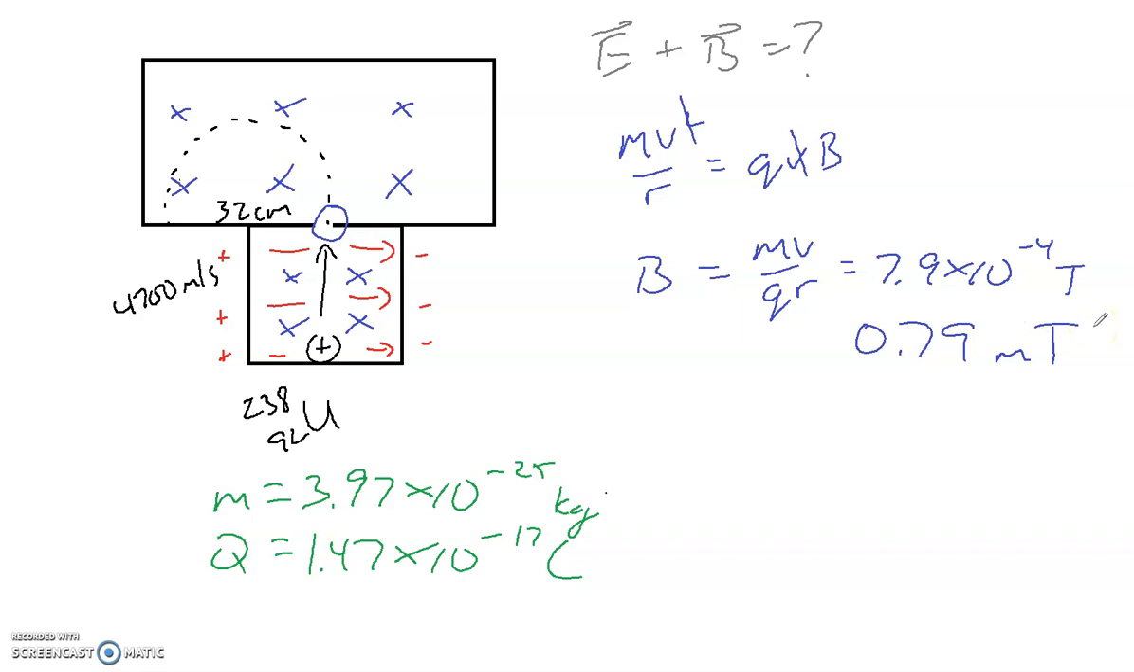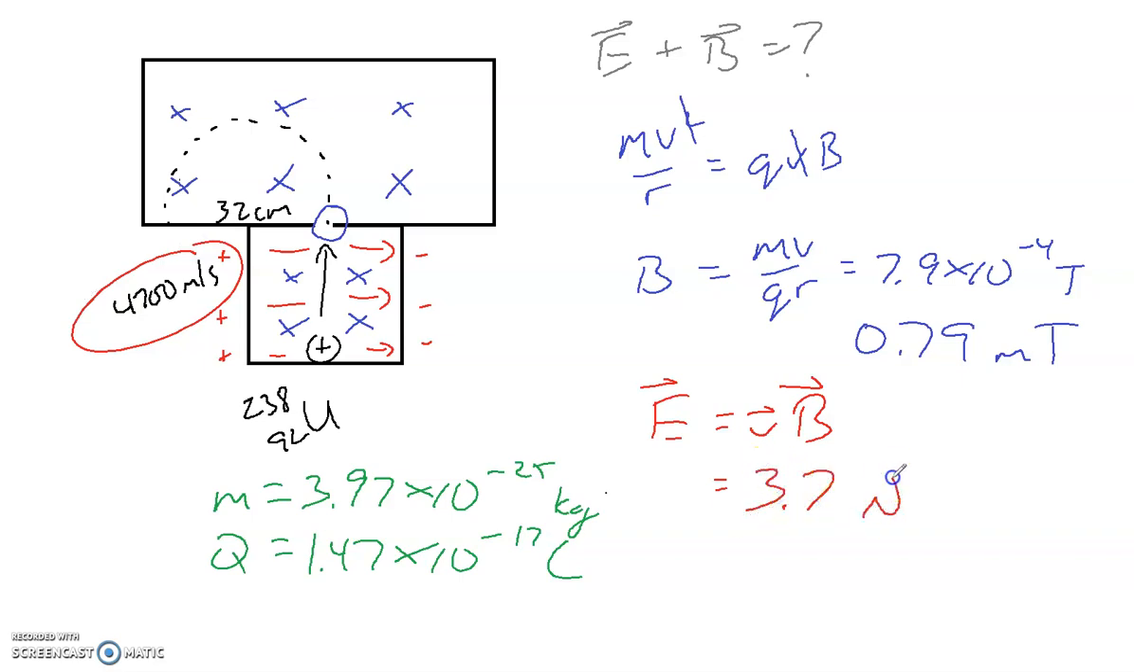For my electric field, again, you could tie forces together or just use the velocity selector expression. It doesn't make any difference, but the electric field would be the velocity times the magnetic field. I've got my v, it's right there, 4,700, and I've got my B. If we multiply the two together, we should get an electric field of hopefully around 3.7 newtons per coulomb, and that's going towards the right, and my magnetic field was X's.